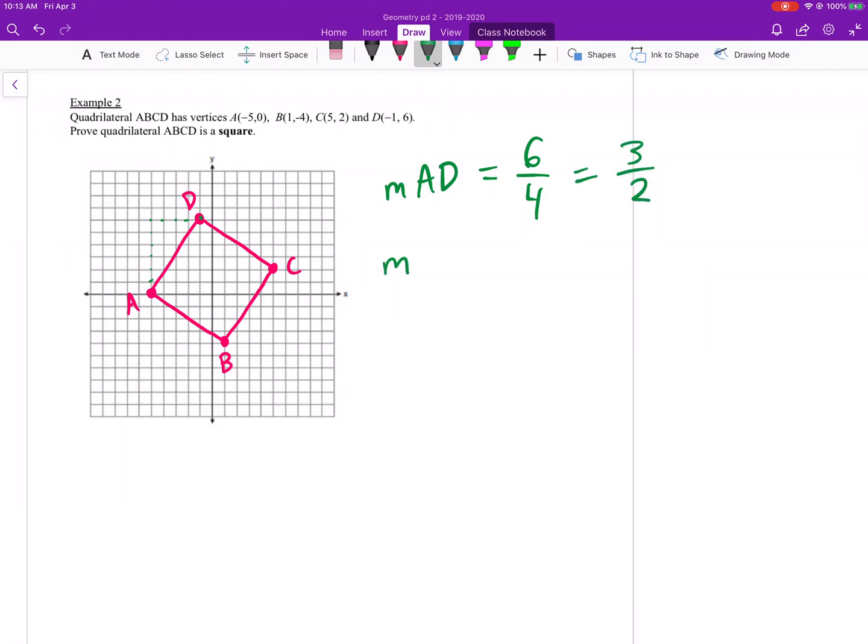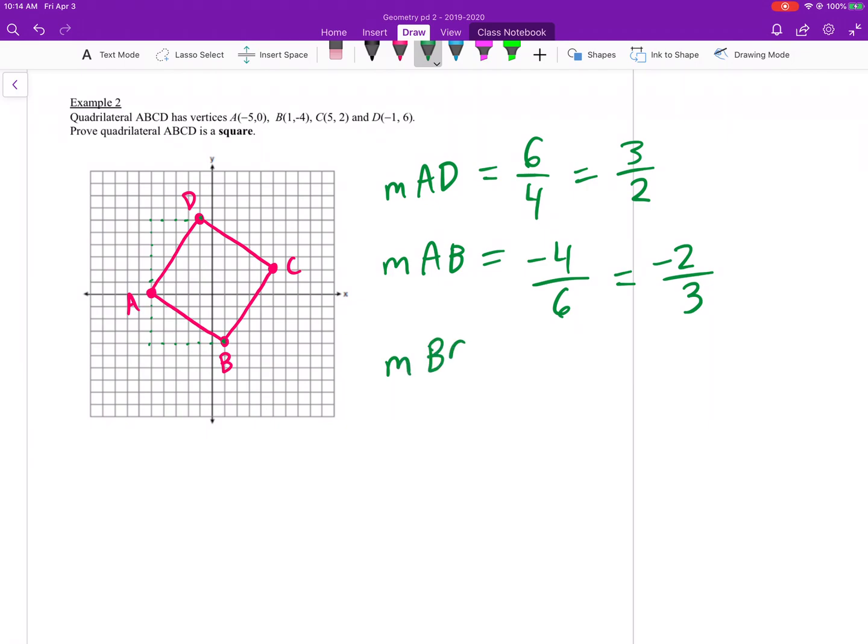Our slope of, I'm going to go around the horn now, AB is equal to down 1, 2, 3, 4, right 6. Down 4, right 6. If we simplify, that would be negative 2/3. All right. Notice opposite reciprocals. That's good. It's flipped and the sign is different.